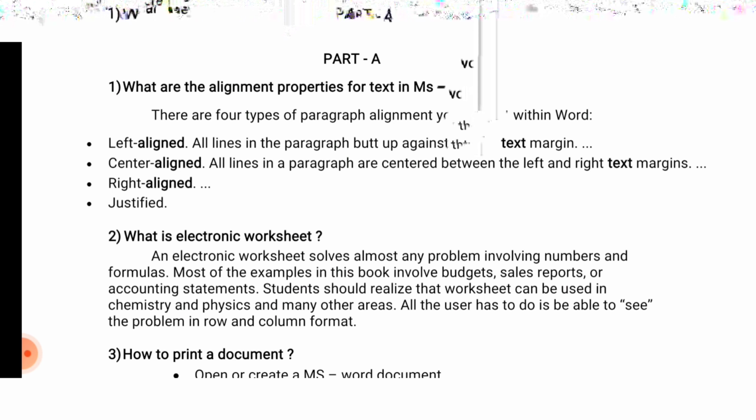Example for the top level domain: the domain is www.example.com. Here www is the subdomain, example is the second level domain, and .com is the top level domain. The top level domain simply depends upon the organization.